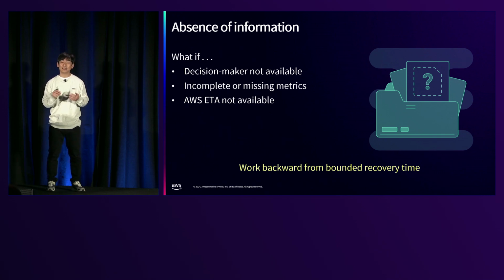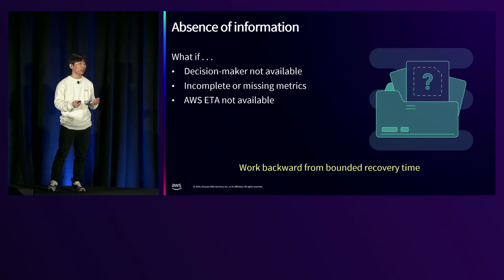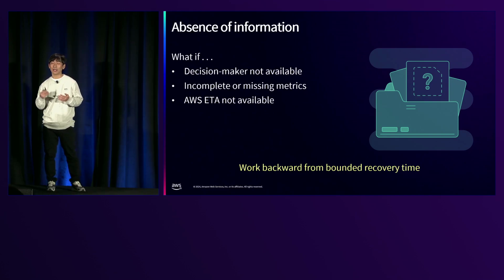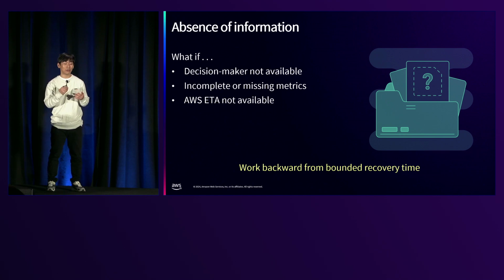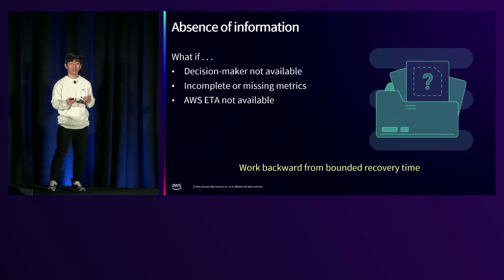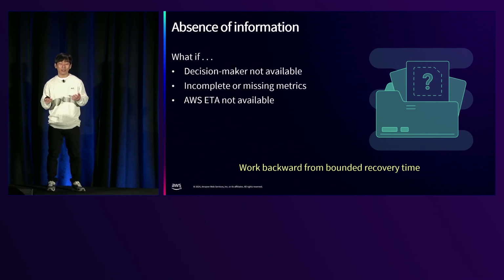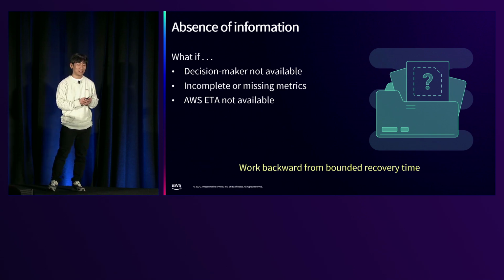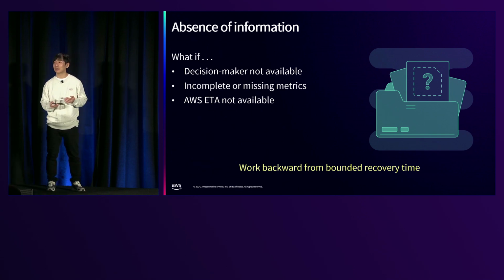First, let's consider what happens if the designated decision maker is not available. It's crucial to have a clear chain of command and delegation of authority established in advance. Your failover plan should specify who has the authority to make these decisions and who their backups are.